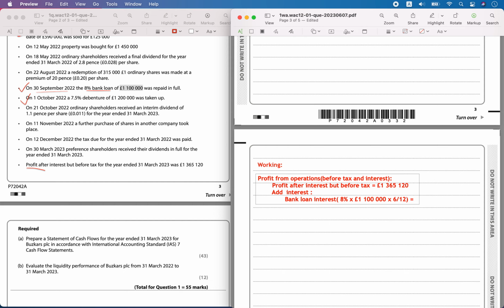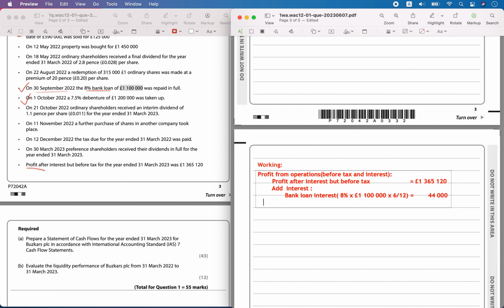so 8% of, 0.08 times 1,100,000, divided by 2, so that is 44,000. So you had this much profit. I will have to add back this interest which I would have subtracted. So the first one is 44,000 bank loan interest I would have subtracted. I am going to add back that. Then debenture interest.